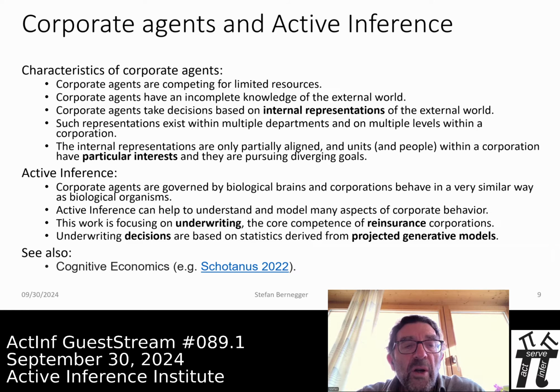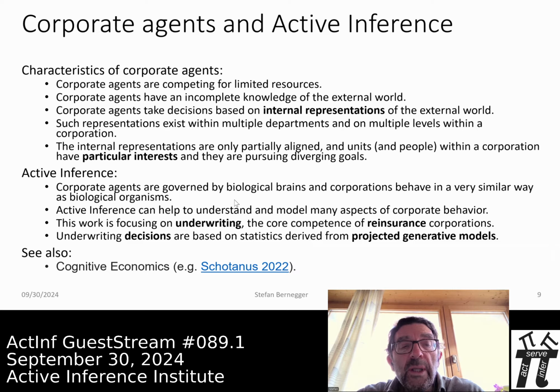And of course, corporations, in the end, have people there. At least this is still the case. So we also have biological brains driving them. And I think active inference is a very good tool to also understand the behavior of corporate agents at many different levels.